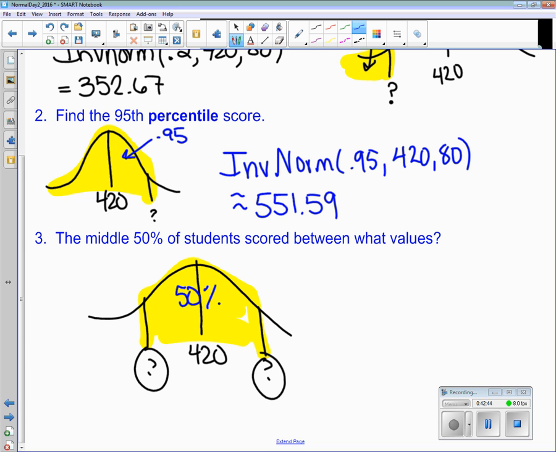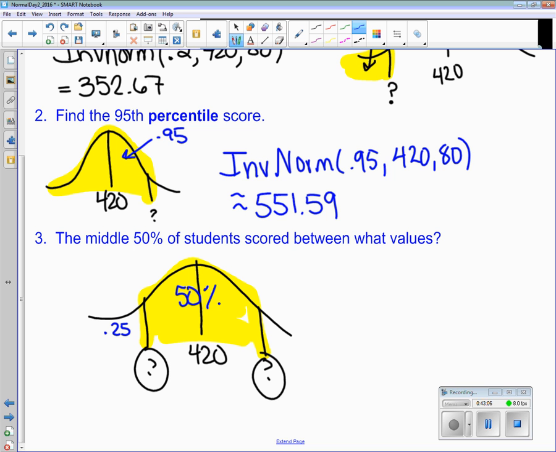Where did 2.5 come from? You're right. Or 0.25. This is 25% right here, isn't it? So doesn't this score correspond to that? And then we'll have to do this score. The right-hand score is 75%.